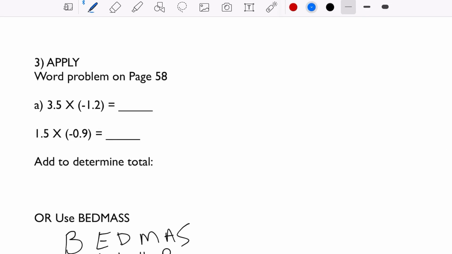So there's some more problems that you have to do. Here's some more problems. Now, I just wanted to go over these questions without a calculator. First of all, we look at this question and see that there's one negative in the question. We're multiplying, so we know the rule: the answer is going to be a negative number. But how do I do 3.5 times negative 1.2 without a calculator?